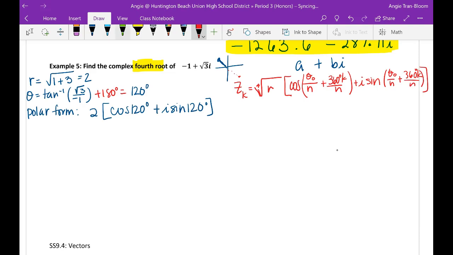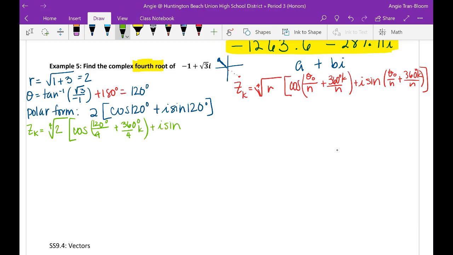So to use the formula, we now plug in z sub k equals the fourth root of 2, because that's what the radius is. Then cosine, your theta, it's 120 degrees, divided by, you're looking for the fourth root, so n is 4, plus 360 degrees divided by 4 times k. Okay, and then do the same thing for sine. So i sine of 120 degrees divided by 4 plus 360 degrees divided by 4 times k.